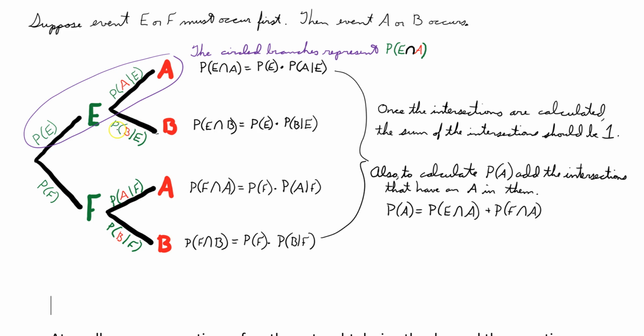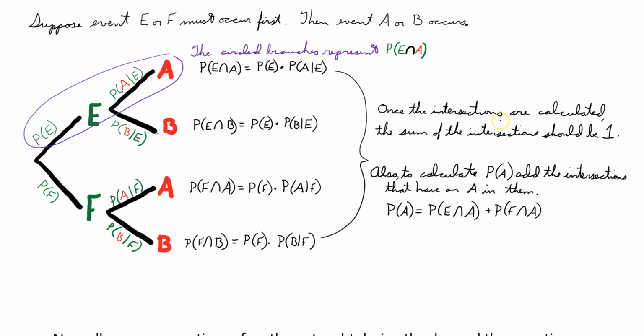Coming down to this branch B, this is the probability of B given E. So E occurred first, you had to go up E first, and then event B occurred. So the intersection of E and B is calculated as a probability of E, the first branch, multiplied with the probability of B given E, the second branch. The second half of this tree is very similar. The trees can be helpful in addition to providing other information. And that information usually has to do with intersections.